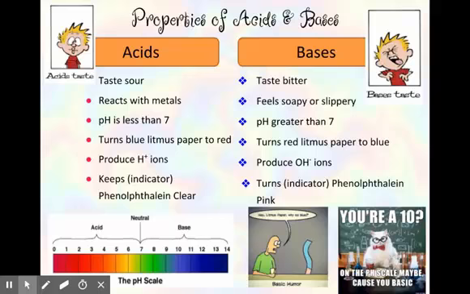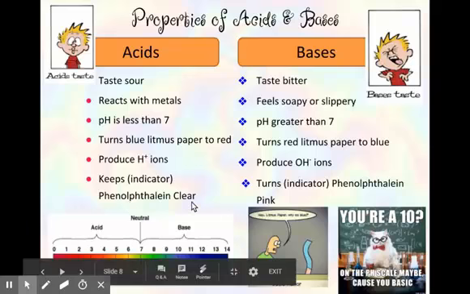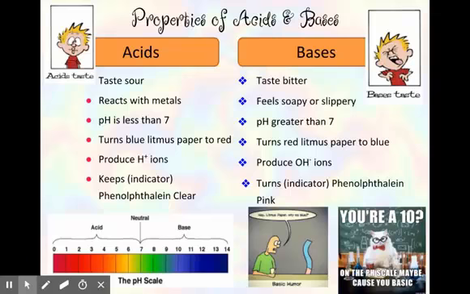And it will take an indicator and it will keep it clear. So the indicator we're going to maybe use next week in a lab is phenolphthalein. So it keeps the indicator clear. So it's just a test we can use to determine whether something's an acid or base. Same with the litmus paper. Just a test we could do to see if something's an acid or base.